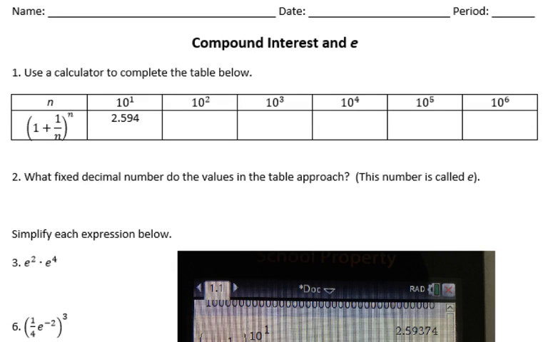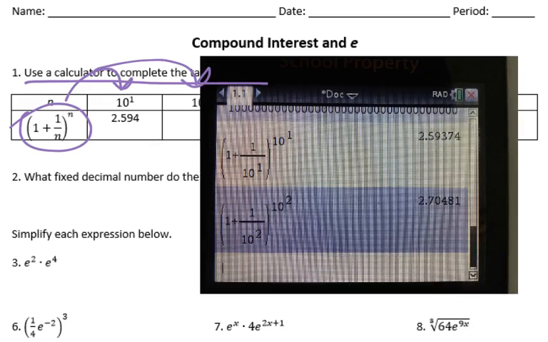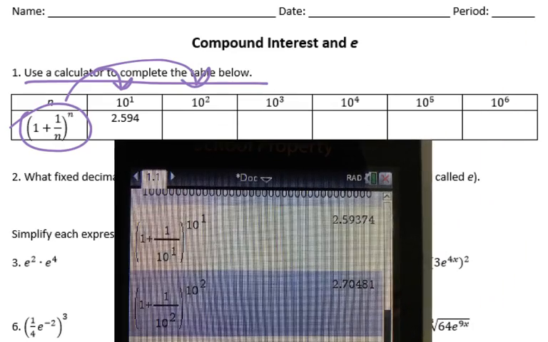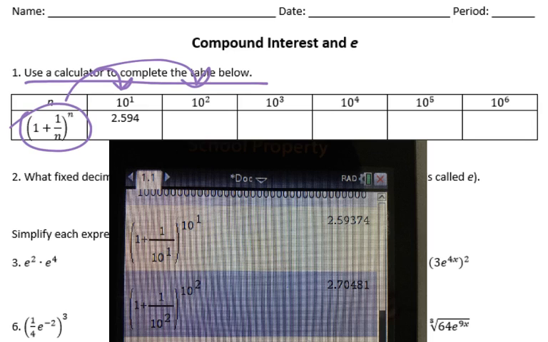Alright, let's take a look at compound interest and the number e. So, first thing we want to do is use a calculator and take this calculation in for 10 to the first and then to the second and to the third. So in your calculator you want it to look like this, okay? And then you can obviously round if you want.